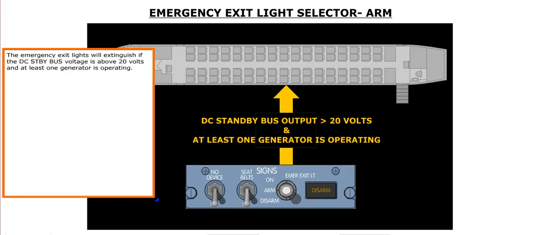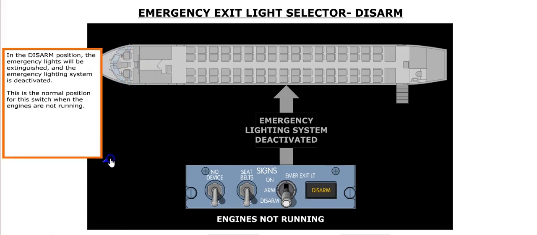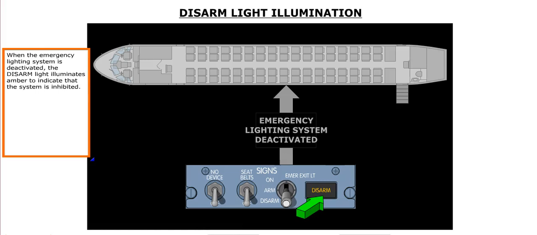The emergency exit lights will extinguish if the DC standby bus voltage is above 20 volts, and at least one generator is operating. In the disarm position, the emergency lights will be extinguished, and the emergency lighting system is deactivated. This is the normal position for this switch, when the engines are not running. When the emergency lighting system is deactivated, the disarm light illuminates amber, to indicate that the system is inhibited.